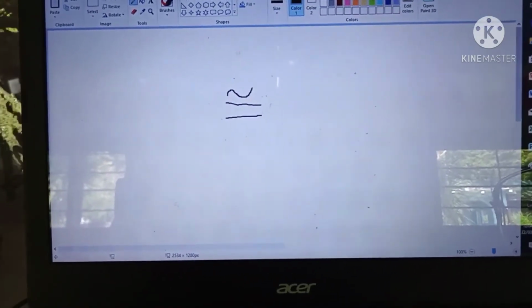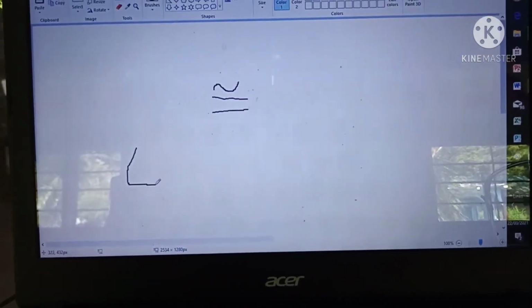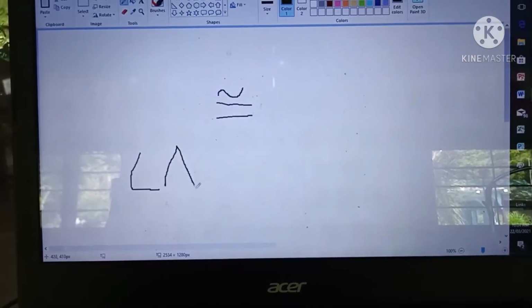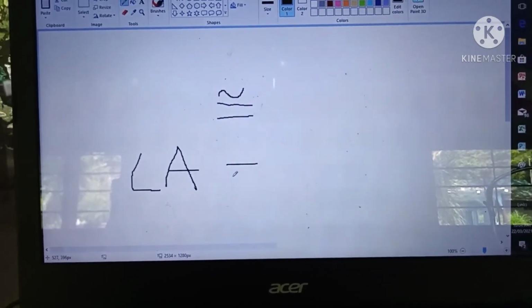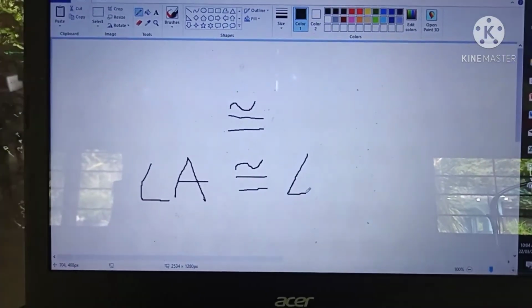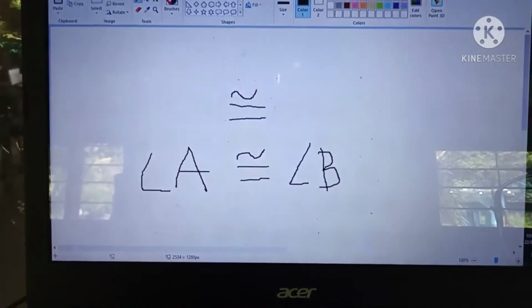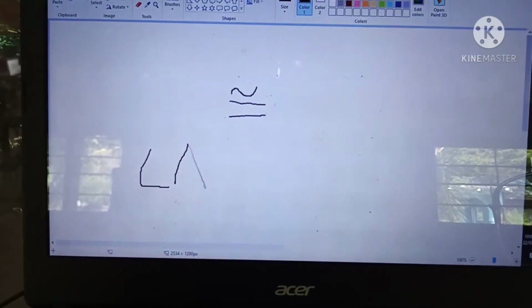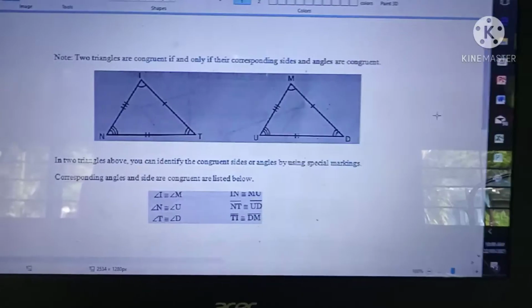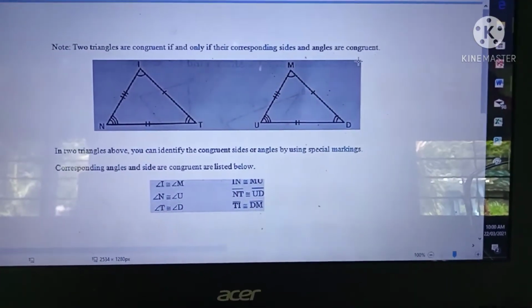To indicate the congruence of triangles, we use this symbol. Okay, so angle A, this can be read as angle A, okay, is congruent or has the same measure to angle B. Okay, note the two triangles are congruent if and only if their corresponding sides and angles are congruent.